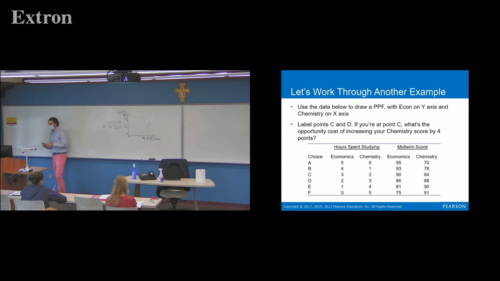So when do you guys think it would make sense to focus all your studying in this situation? Like, these are the scores you get. Focus all your studying on econ or all your studying on chemistry? So your average is generally better. That's one way to do it.